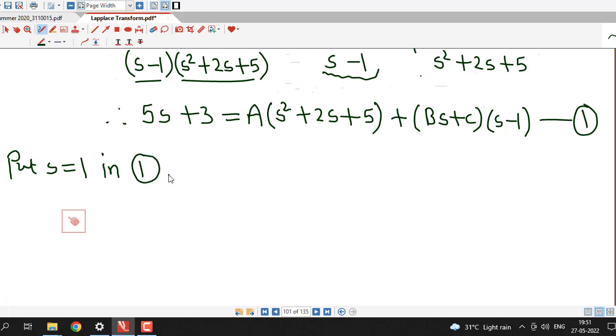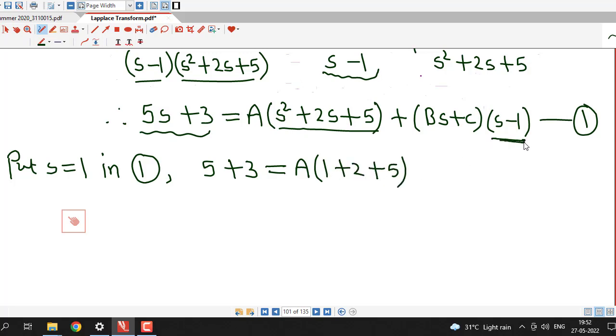Put s equal to 1 in equation 1. The left hand side will be 5 into 1, that is 5 plus 3, and on the right A times, here also we put s equal to 1: 1 square is 1 plus 2 into 1, that is 2, plus 5. This term will be 0 when we put s equal to 1. Therefore this is 8, and here also we can see 5 plus 2 is 7, plus 1 is 8. Therefore A equal to 1. We have obtained one constant using the linear factor.